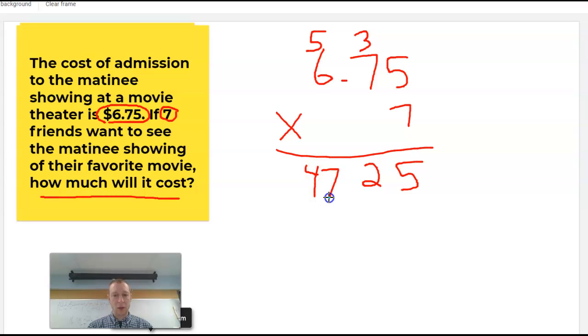All right. Now, where does my decimal point go? Well, there's 2 numbers behind the decimal point, so I move my decimal point over 2 places. And that makes sense, right? If it's $6.75 for 1 ticket, well, what's the cost of 7 tickets? $47.25. Okay, let's check out another one.